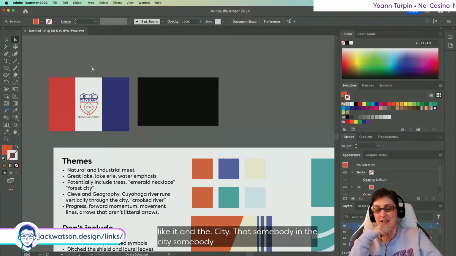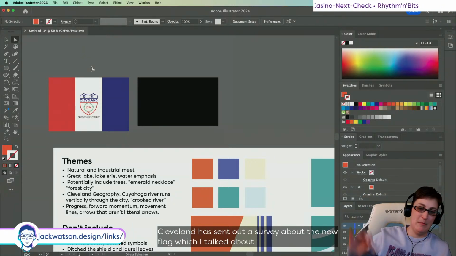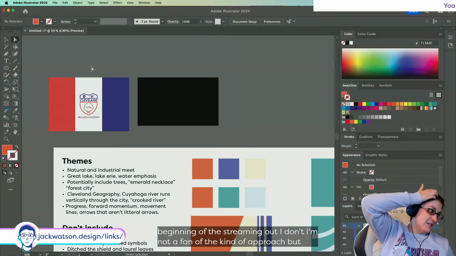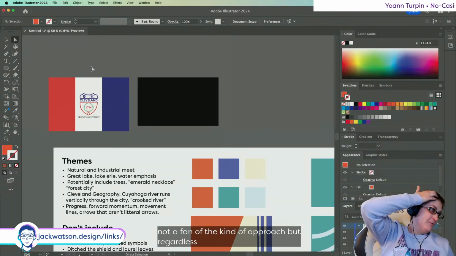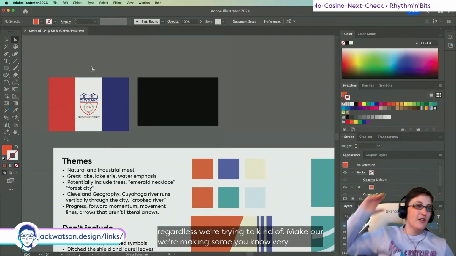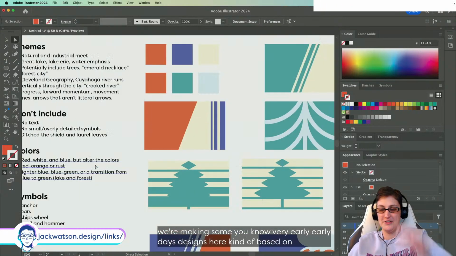Somebody in Cleveland has sent out a survey about the new flag, which I talked about at length at the beginning of the stream. I'm not a fan of that kind of approach, but regardless, we're making some very early days designs here, based on these concepts.